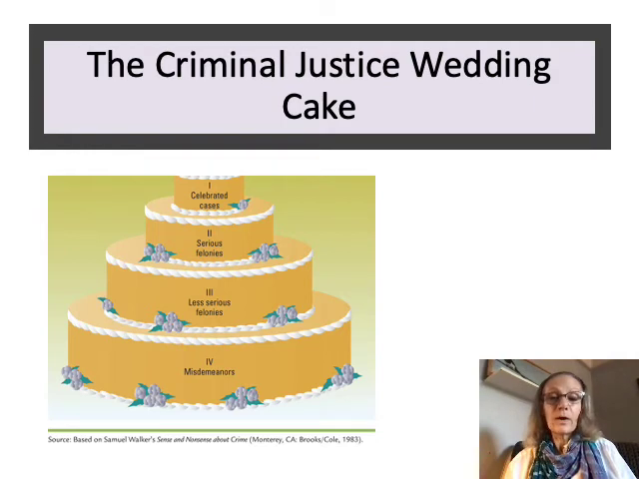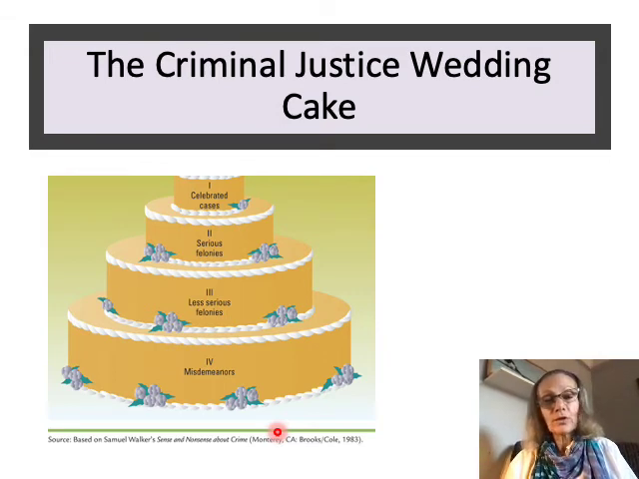So the courtroom work group contributes to the funneling in the criminal justice system. But so does this other thing called the criminal justice wedding cake. And on the side here, you see this delicious cake right here. It's around dinner time, so I'm really hungry. And so that cake looks really good to me.